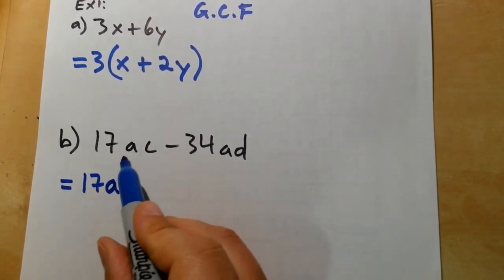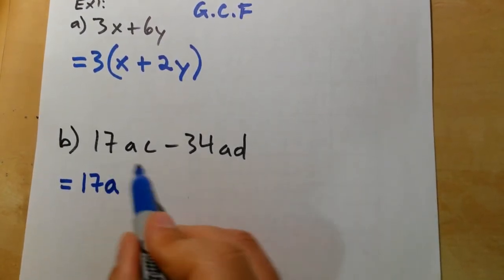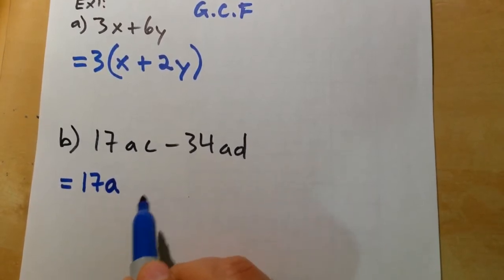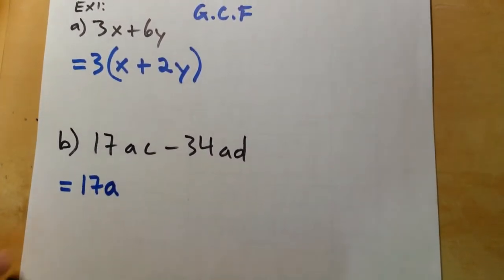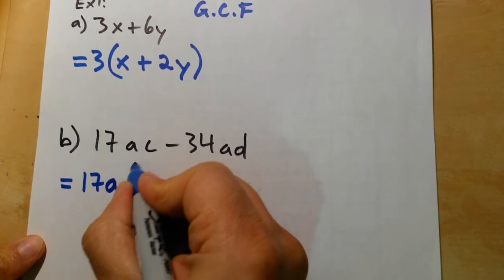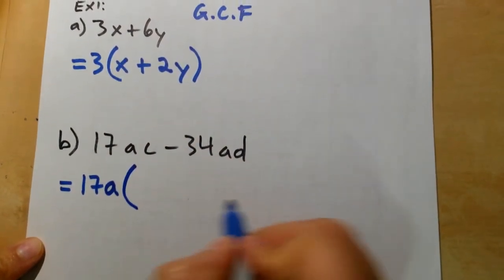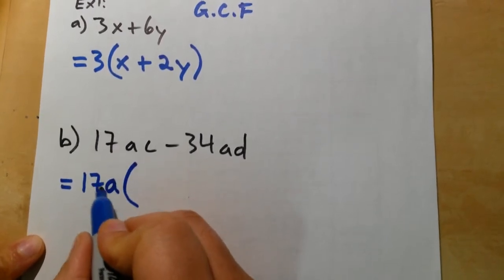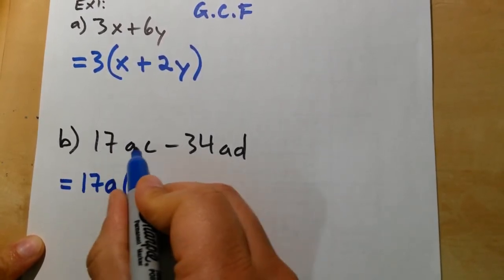Okay, and a divides evenly into these, right? How about we have c here and d there? Anything else that we can factor out? No, not really. So that's it. We're done. So let's find out now. 17a multiplied by what will give us 17ac?